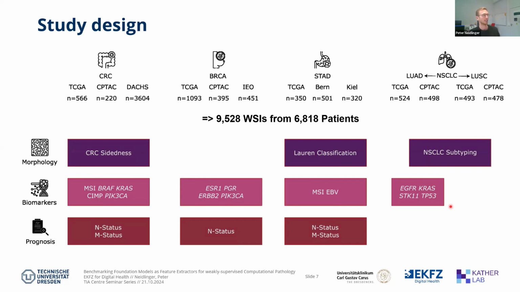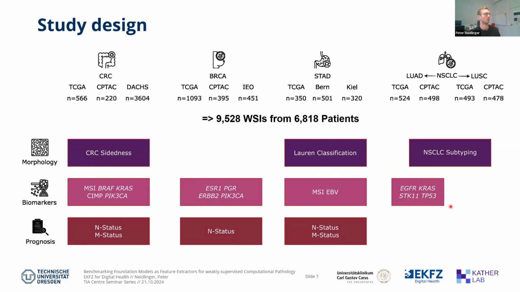Here in colorectal cancer, we looked at MSI status, BRAF, KRAS, SMAD4, and PIK3CA mutations. In breast cancer, ESR1, PGR, ERBB2 expression, and PIK3CA mutations. MSI status and EBV status in stomach cancer, and then EGFR, KRAS, STK11, and TP53 in lung adenocarcinoma.